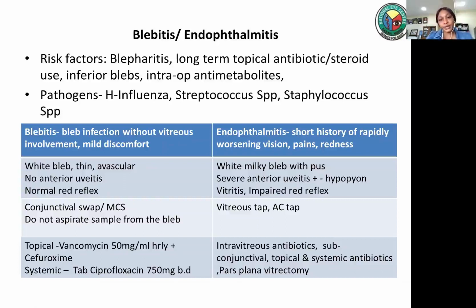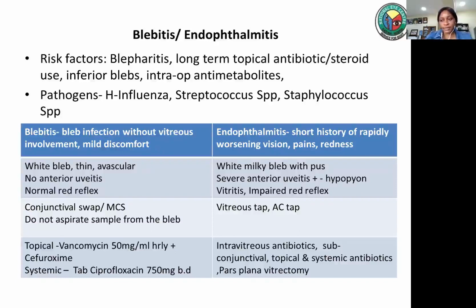But when a patient has endophthalmitis, here there's vitreous involvement, so there's a rapid worsening of vision with pain, with redness. And when you examine, there's a milky white bleb with pus. When it's severe, you have severe anterior uveitis, sometimes with hypopyon, vitritis, and then an impaired red reflex. For such a patient, a vitreous tap should be done. A vitreous tap, in addition to AC tap, and this should be sent for MCS. And you treat just like you treat any endophthalmitis.